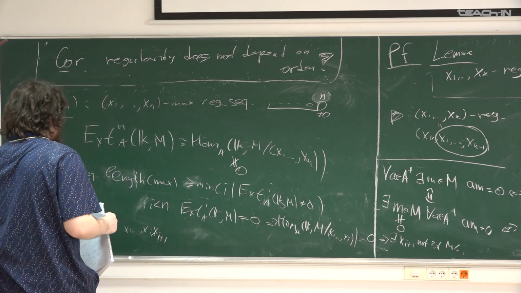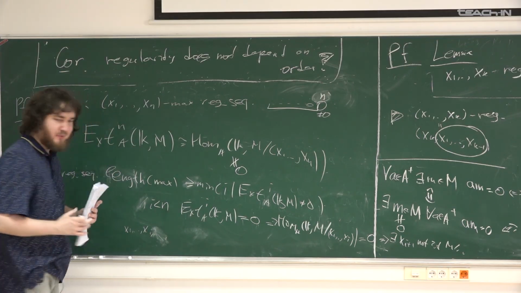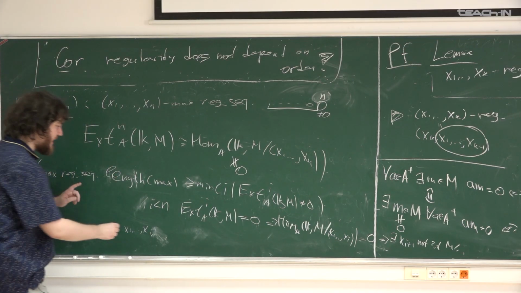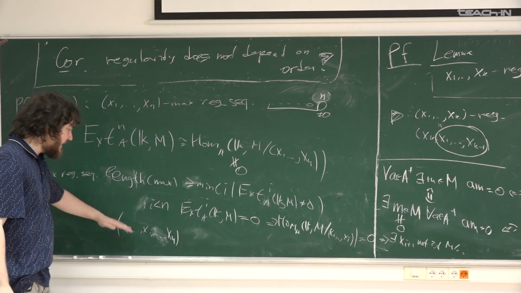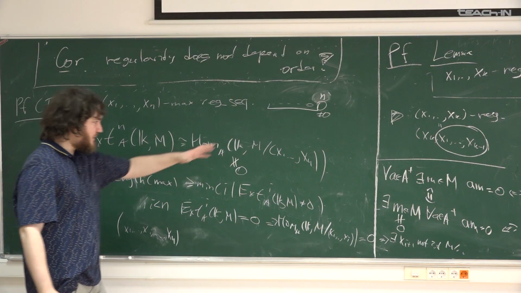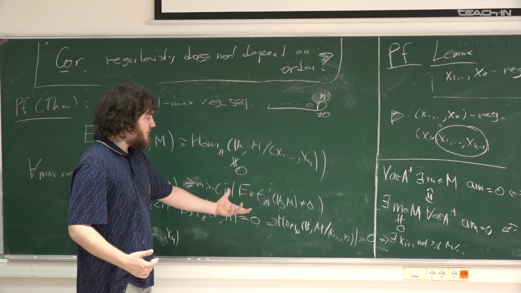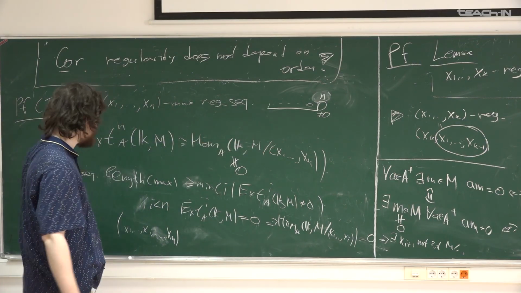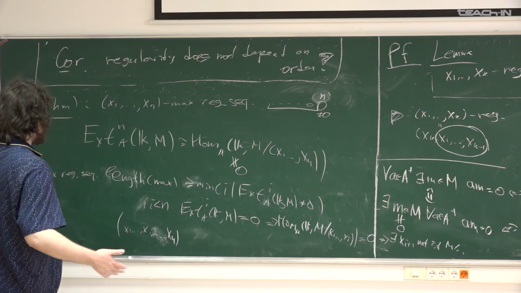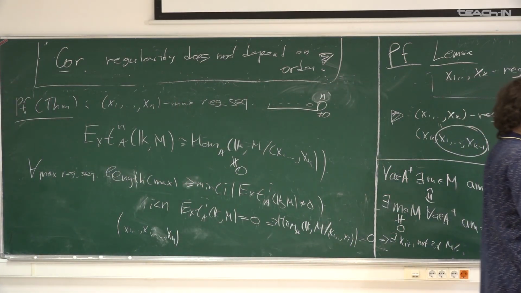Yes, any regular sequence can be extended to a regular sequence of length n. But a regular sequence of length n cannot be extended by the same argument, because in this situation my Ext is Hom, which is not 0, so it cannot be extended. We have no zero divisors. So in fact, we obtain that any regular sequence can be extended to a regular sequence of length n and not more.